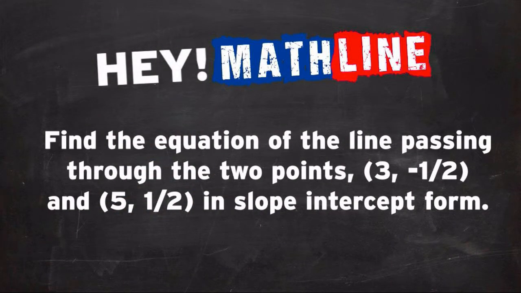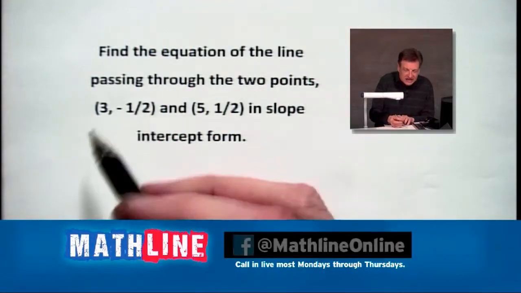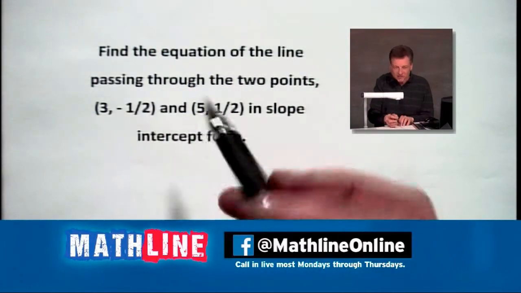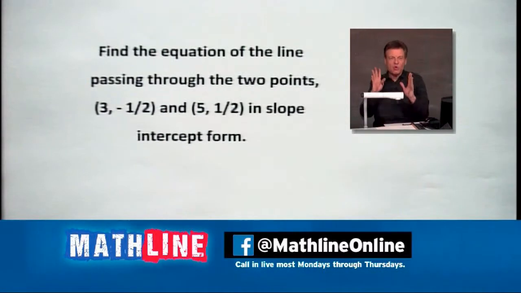Right, Haley, thank you from West High School here in Knoxville, Tennessee today. And we're going to find the equation of the line passing through those 2 points. So we've got (3, -1/2) and (5, 1/2). Those are coordinates.